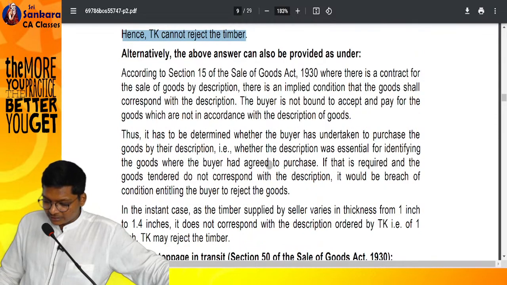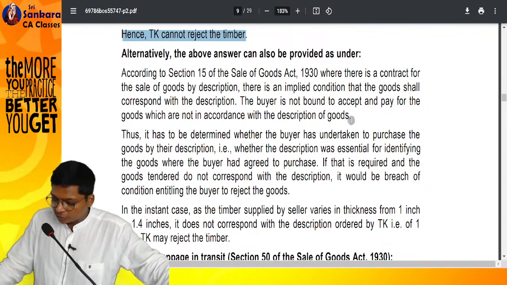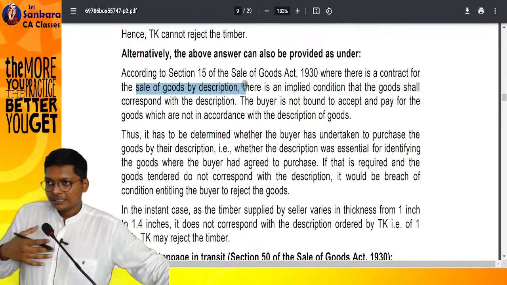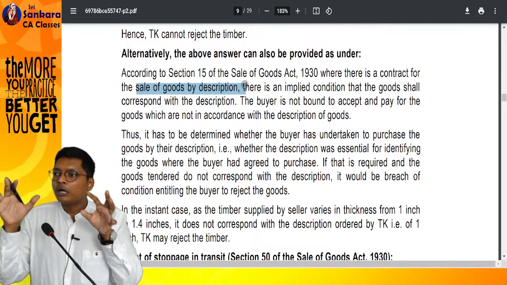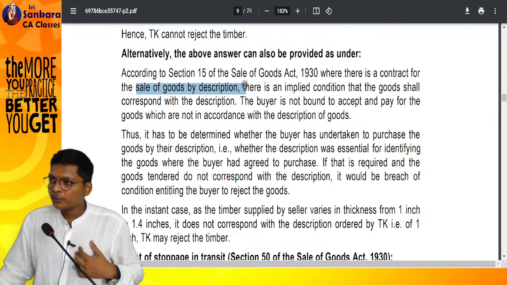Alternatively, guys, okay, description. You told what, guys? 1 inch. It is not there for 1 inch. I will reject. Implied condition as to description. Are you able to follow, guys? This is not RTP. It is a past exam question. You can give alternative answers wherever you have a doubt. Are you able to follow, guys?